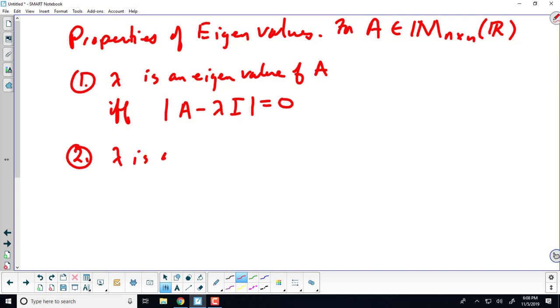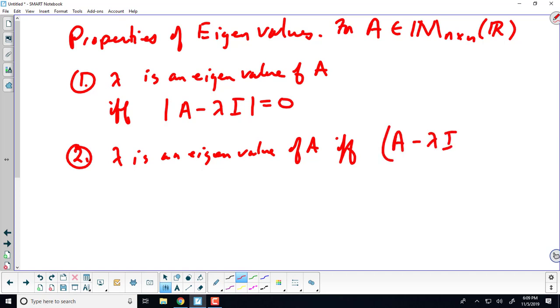This one is the definition: lambda is an eigenvalue of A if and only if (A minus lambda I) v is the zero vector.